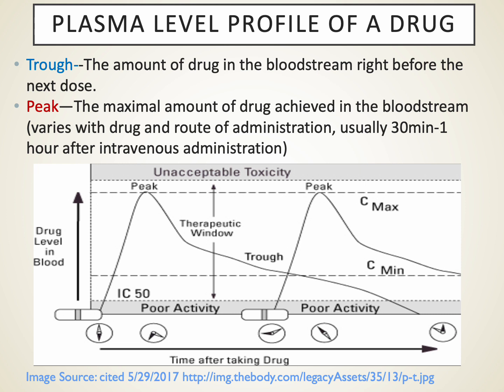Trough level is the lowest level, or the level before the next scheduled dose. A trough level helps guide us to say when it's time to redose the drug. And so that's really what we're going to shoot for most of the time.